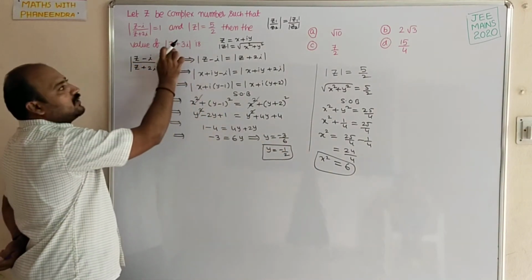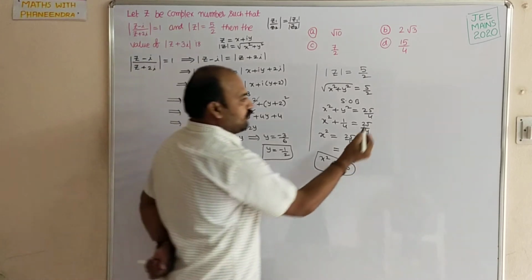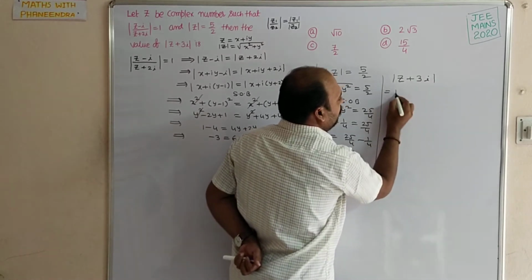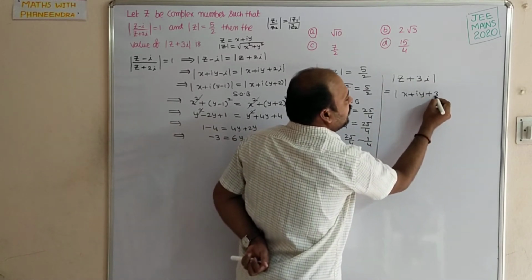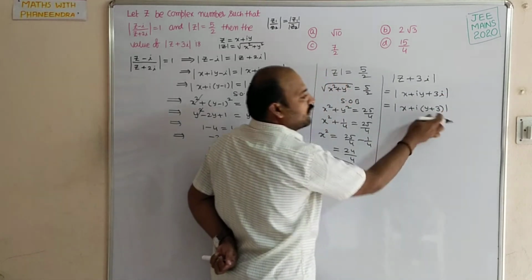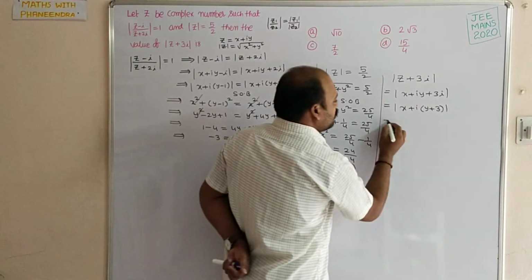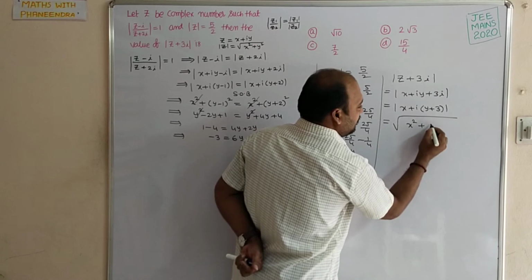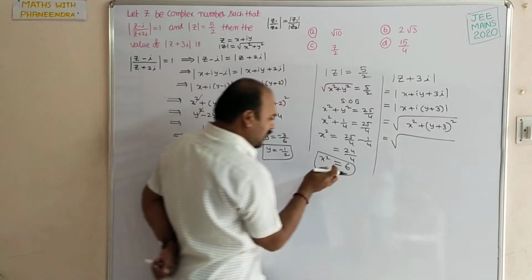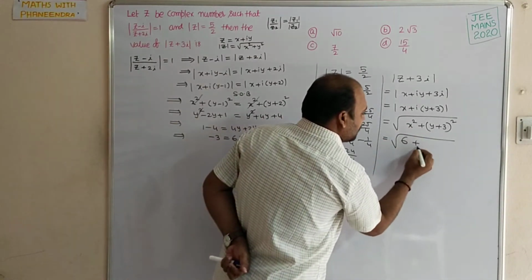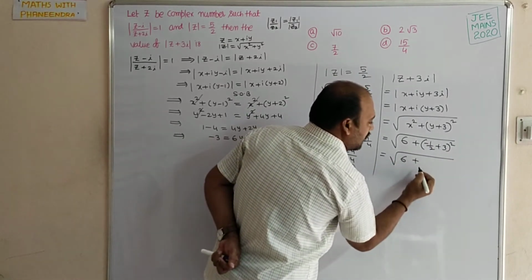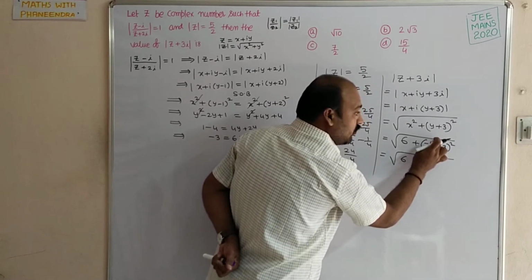After that they are asking the magnitude of z plus 3i. Magnitude of z plus 3i is equal to mod of x plus iy plus 3i, taking i common, x plus i into (y plus 3). The magnitude of x plus iy is root of x square plus y square. So it is equal to square root of x square plus (y plus 3) whole square, which is equal to square root of x square, already we got it, 6, plus y value, minus 1 by 2 plus 3, whole square. Which is equal to root of 6 plus, 2 threes are 6, 6 minus 1, 5 by 2 whole square.